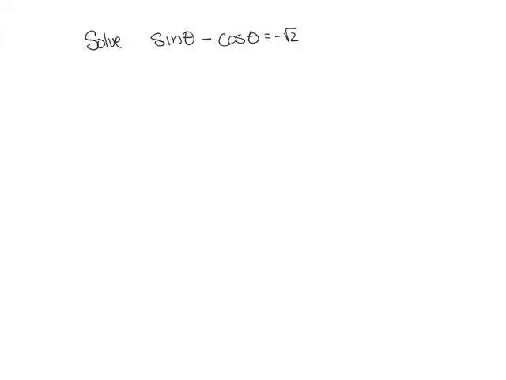Okay, what we are going to try to do now is to solve the equation sine theta minus cosine theta equals negative square root of 2. And there are two different ways to do this. The first way is to complete the square. And the second way is to use an identity.